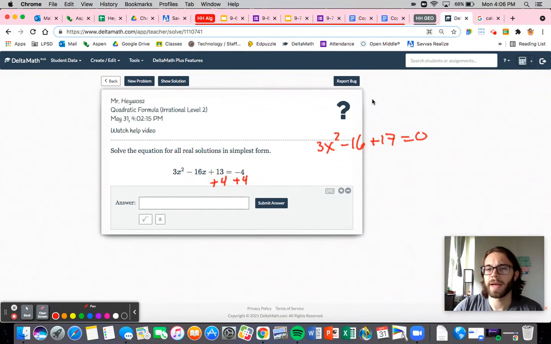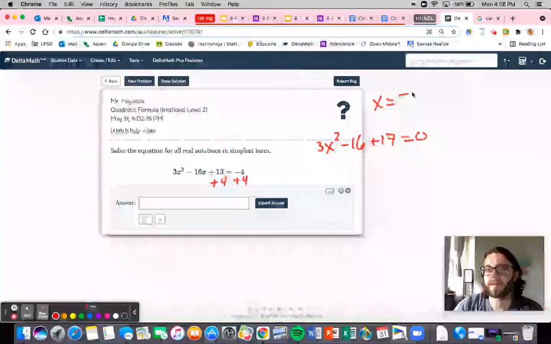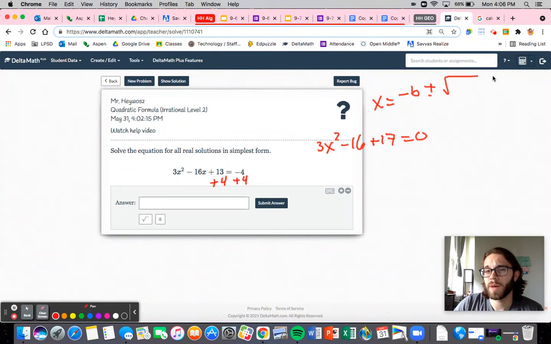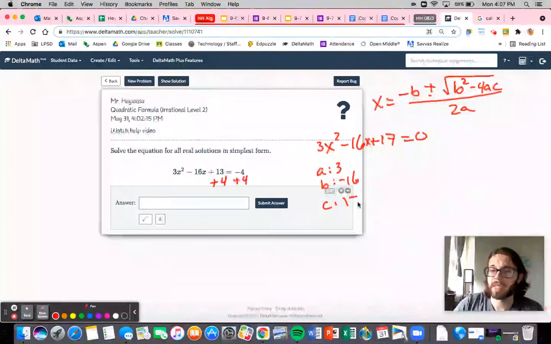So just to write it down to have it, x is equal to negative b plus or minus the square root of b squared minus 4ac all over 2 times a. All right, so plugging information in. Let's first identify a. B is negative 16. Oops, I forgot my x. And then c is 17. So let's plug this in.